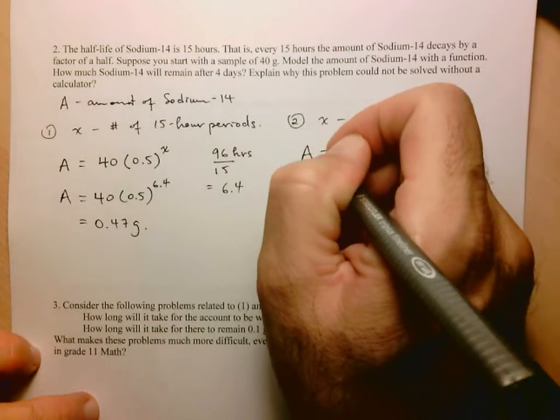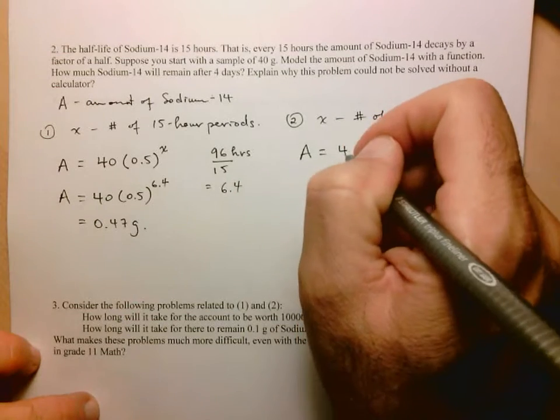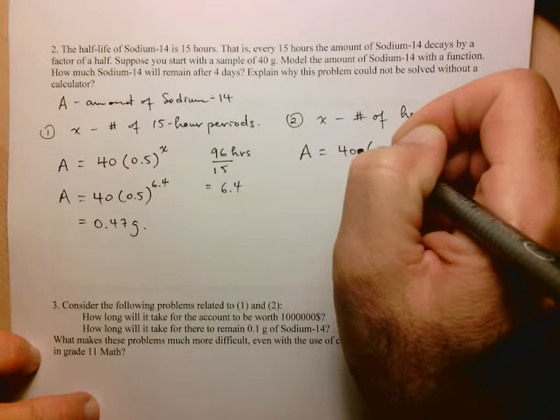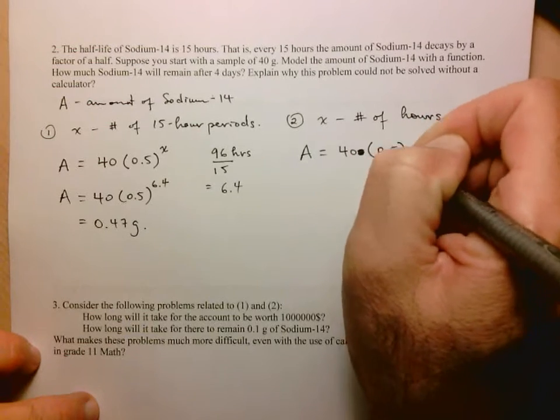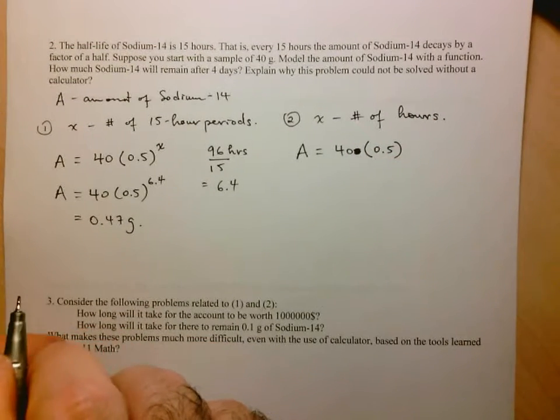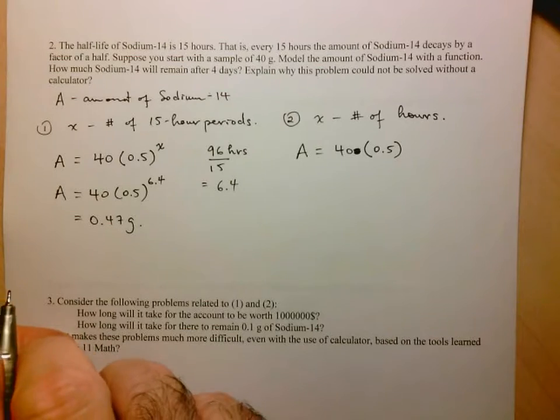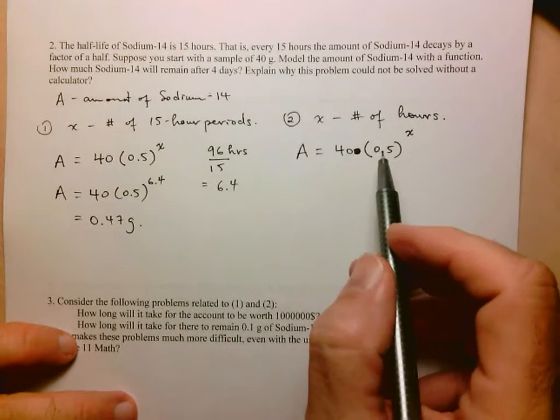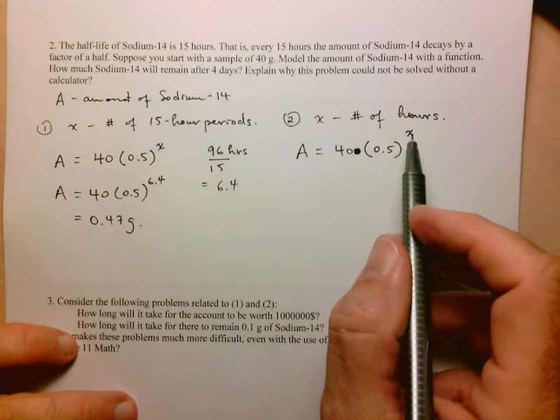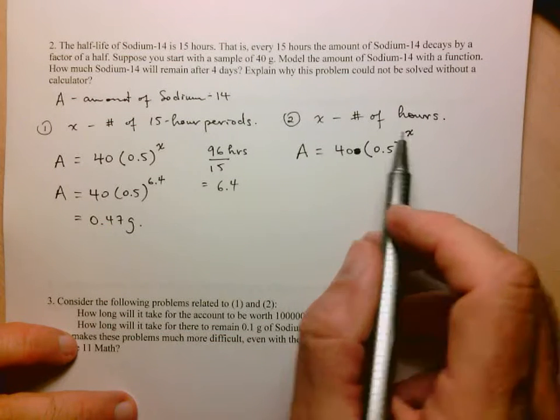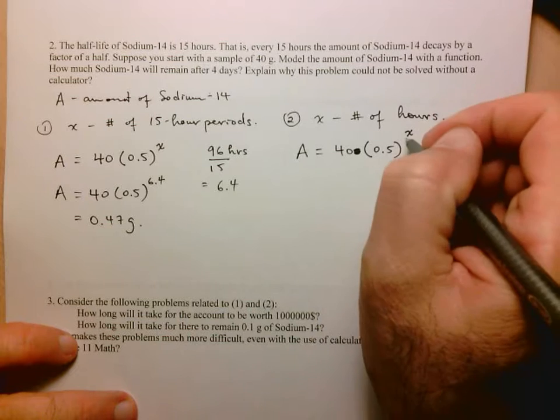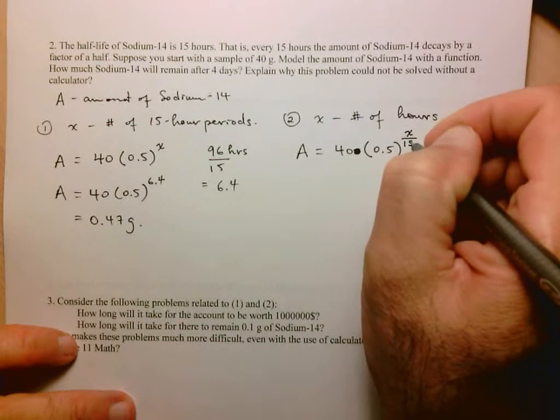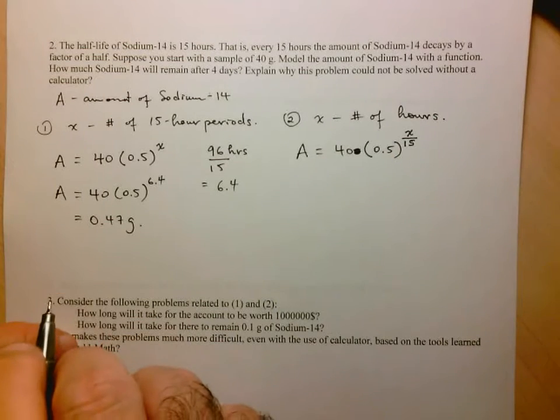So I'm still looking for a final amount. I'm still starting with 40 grams, and I'm still multiplying by half every time. But let's say X represents the number of hours. I'm not multiplying by 0.5 every hour, I'm multiplying every 15 hours. So what I do is I take my number of hours and I divide that by the half-life period, which in this case is 15.